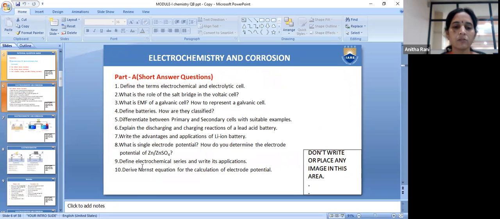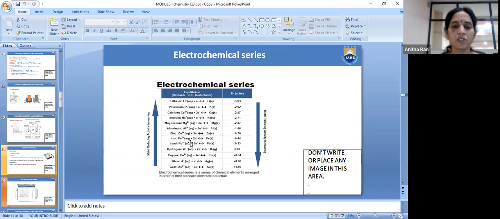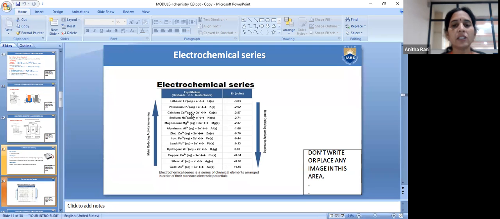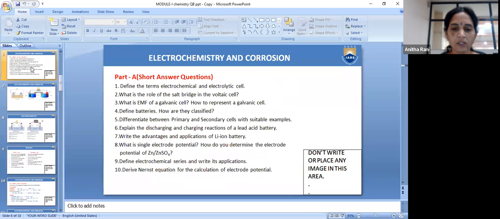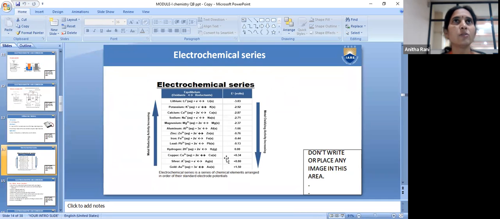What is the electrochemical series? You know the values also for some electrodes. How are we arranging them? Elements are arranged in the increasing order of standard reduction electrode potential. That definition you have to write. And tell me any two applications with the help of this list.